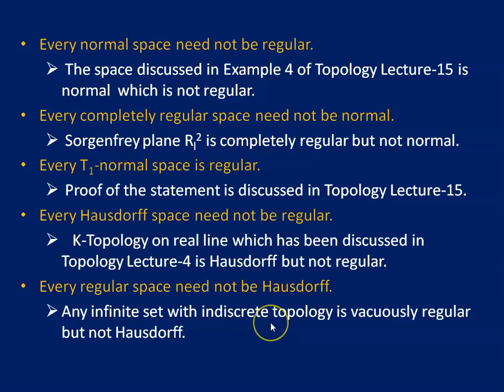because in any infinite set with indiscrete topology, it is vacuously regular. In the case of an indiscrete topology, the only open sets are the whole space and the empty set, so closed sets are also the empty set and the whole space. So we cannot find a closed set and a point outside it. So the space is vacuously regular, but the space is not Hausdorff because for every pair of distinct points, we cannot find two disjoint open sets which separate them.